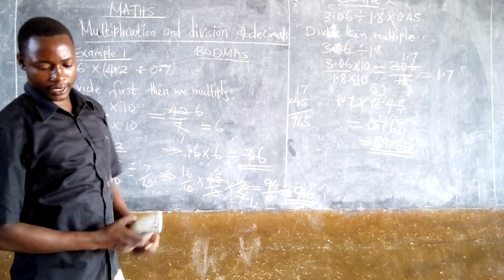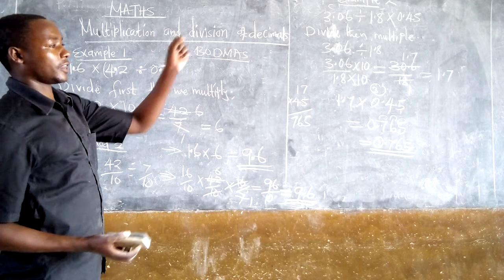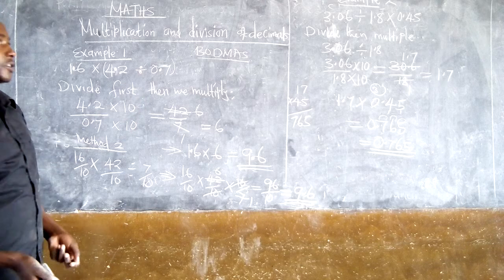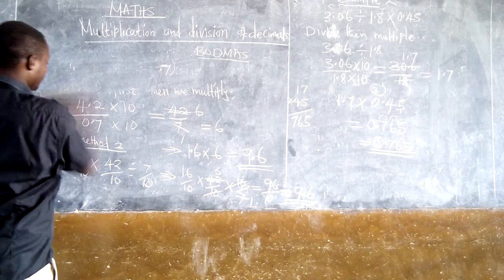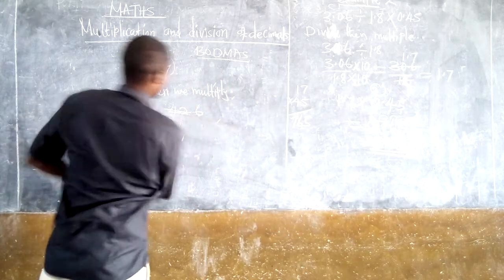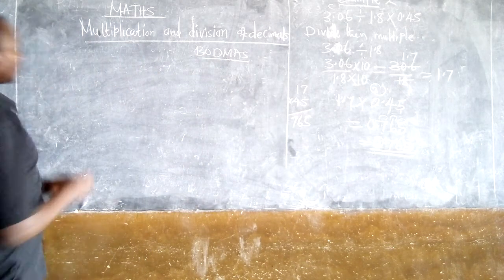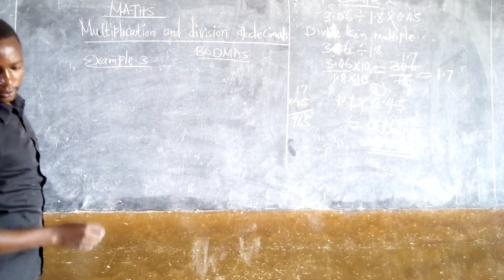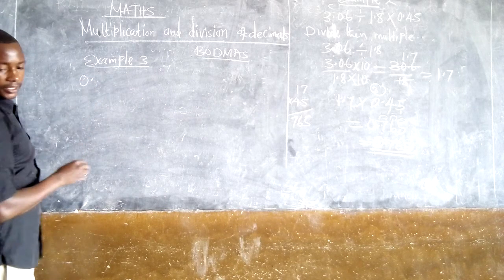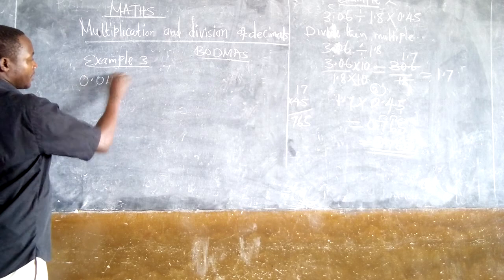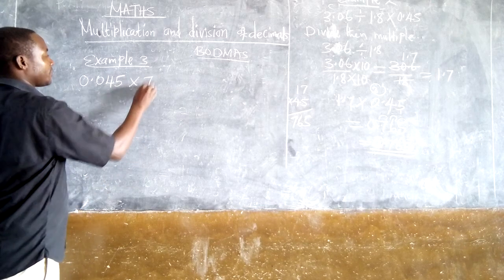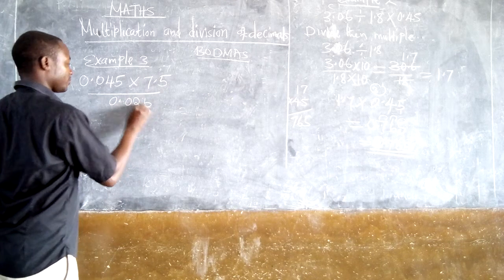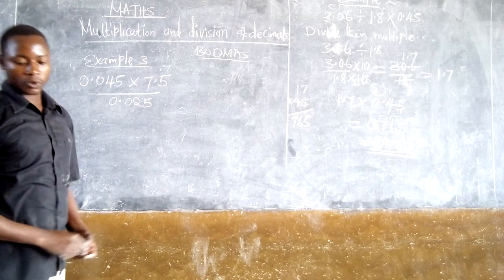Again, we can use the other method too, which is the same, whereby you change the numbers into fractions, then you work out. So we have example 3. Example 3 looks like this. You are given 0.045 divided by 0.025 and so on. You have that as your question now.